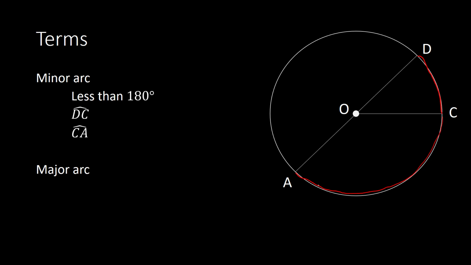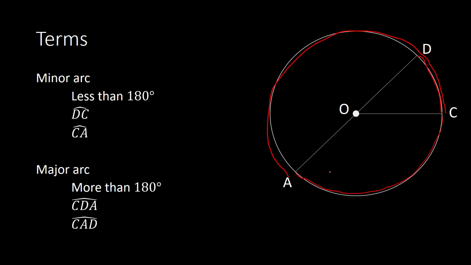And then we have what we call major arcs. Major arcs are more than 180 degrees, meaning more than half the circle. So for example, if I were to go from C, starting here, to D, and then going all the way around to A, that would be considered a major arc because it is more than half the circle. Or we could go the other way, from C to A to D. That would also be a major arc.